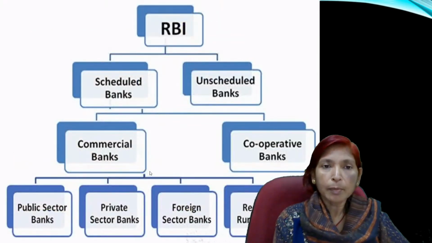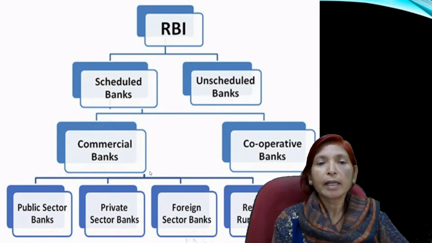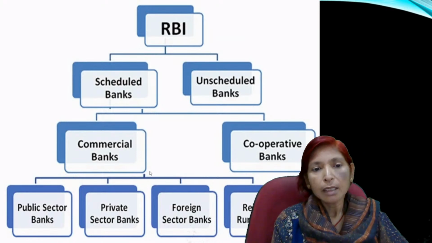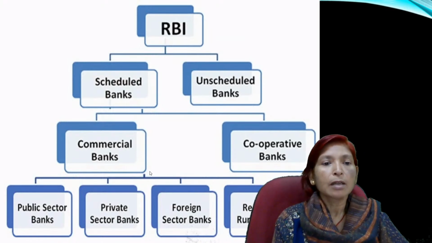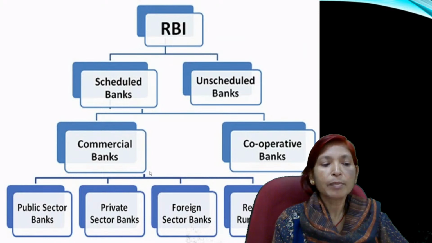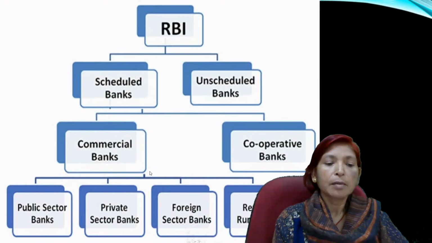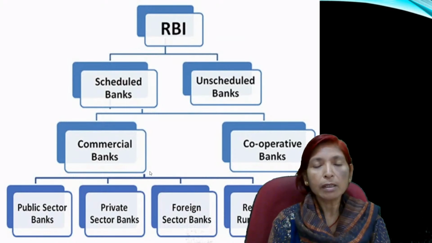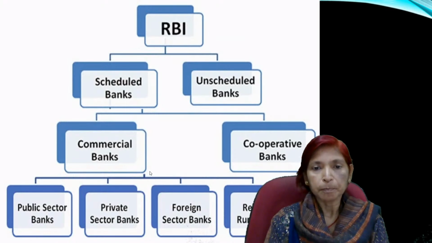Now next is RBI. In this we can categorize different forms of banks into scheduled and unscheduled banks. In scheduled banks we can take commercial banks and cooperative banks, and then again commercial banks may be public sector banks, private sector banks, foreign sector banks and regional rural banks.